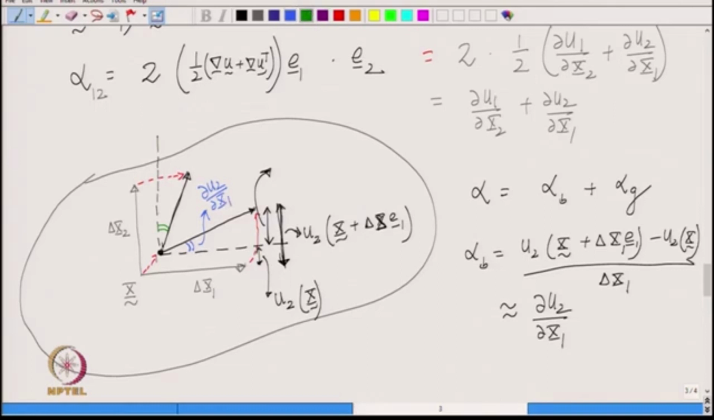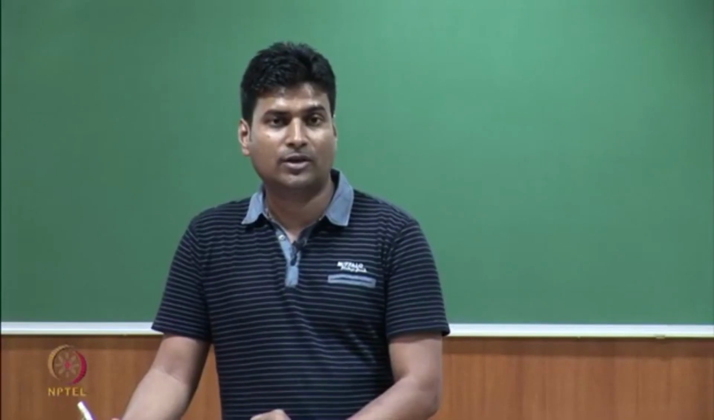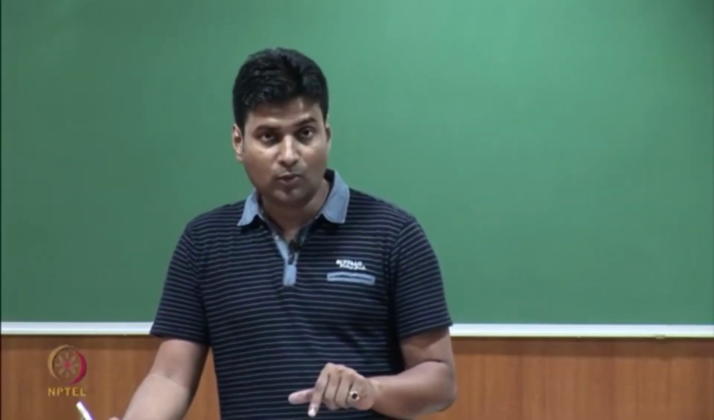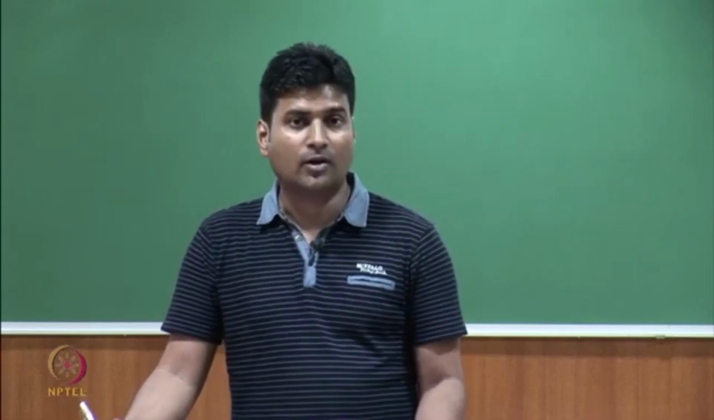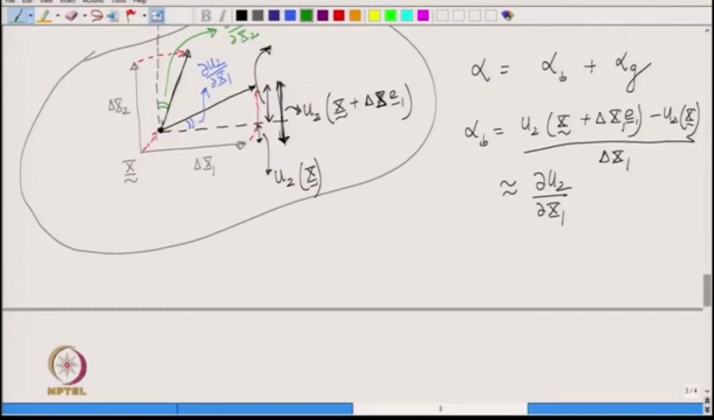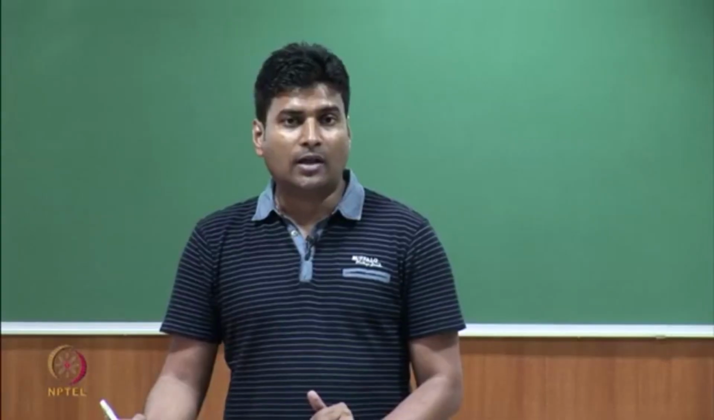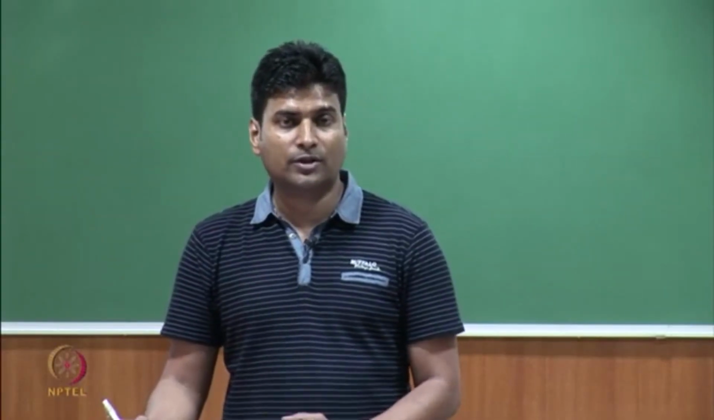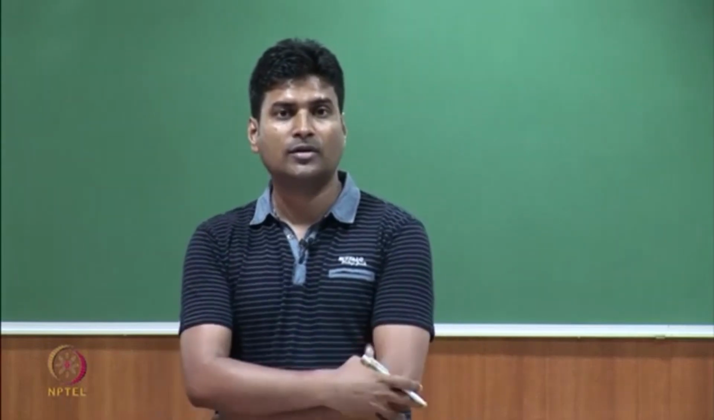Whereas, the alpha green, through similar logic you can show that this is del u1 by del x2, and therefore, the total change in angle alpha is the sum of these two. So, now you can see the physical significance of this formula for alpha. It has two contributions, one from the blue and the other from the green. Okay. All right. So, I am going to stop here, and we will continue in the next class. We discuss more about strains. Okay. Thank you.